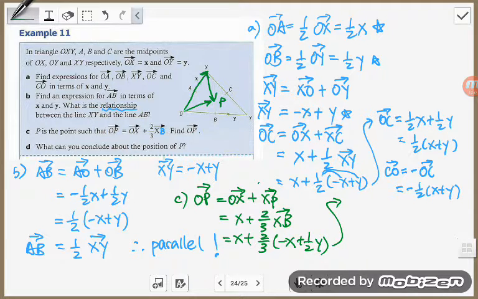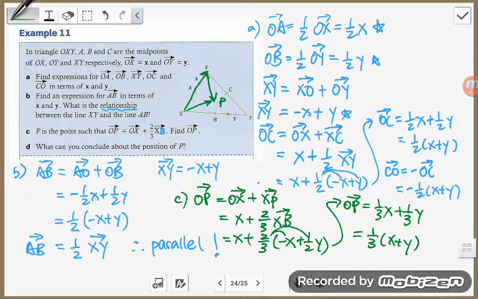Let me print that over here. So this will be X plus 2/3 multiplied by negative X. So that will be negative 2/3 X. I will have my OP is equal to 1/3 X. Right. And then distribute. 2 and 2 cancels out. I will have plus 1/3 Y. And I can factor the 1/3 out. I'll have 1/3 of X plus Y. So that's it. This is my OP.